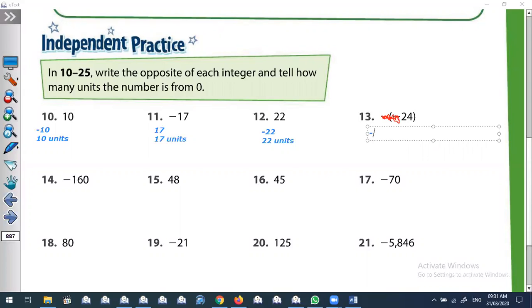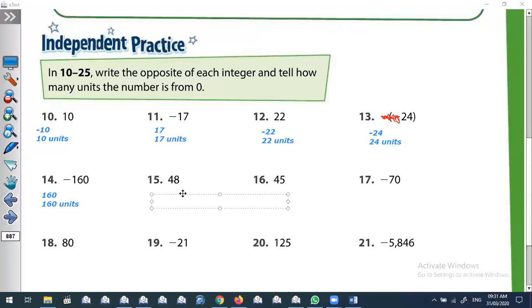What is the opposite of 24? The opposite of 24 is negative 24. What is the distance from 24 to 0? It is 24 units. Here, negative 160. What is the opposite of negative 160? It is 160. What is the distance? It will be 160 units.